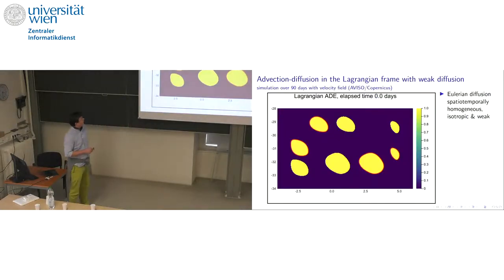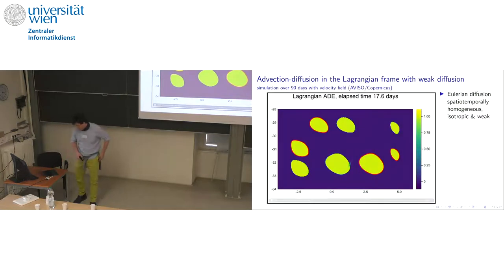without much ado, and show you a simulation that was featured already in a different talk today. So this is an advection-diffusion simulation in Lagrangian coordinates. The velocity, so this is over 90 days. The velocity field is from Aviso. And in the spatial formulation, I have chosen a very weak diffusivity, spatiotemporally homogeneous and isotropic. So the most classic and the simplest case, I have treated coordinates as Euclidean, and then I ran the advection diffusion simulation, and this is what happens.